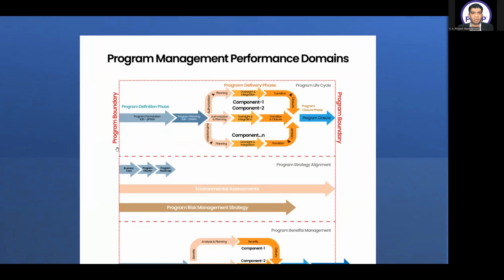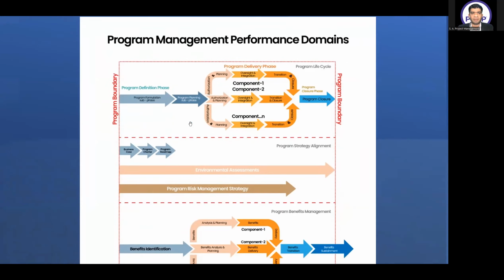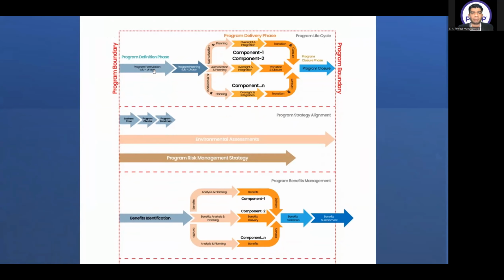this red line I have shown is like a program boundary. We have a program definition phase in which I have the program formulation subphase and the program planning subphase. So first of all, I will be focusing on the program definition phase and more specifically the program formulation subphase. Under the program strategic alignment domain, first of all, I make the program business case. Then I make the program charter. Then I make the program roadmap. These three are the documents that I am making under the program strategic alignment domain, and more specifically under my program formulation subphase. Is it clear to everyone? We are making the business case, charter, and the roadmap.